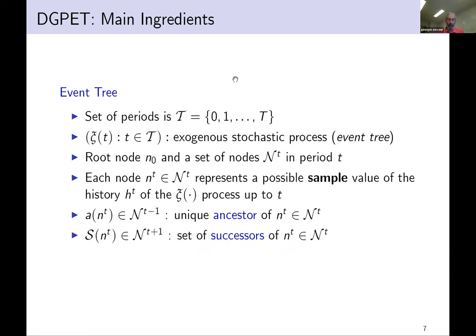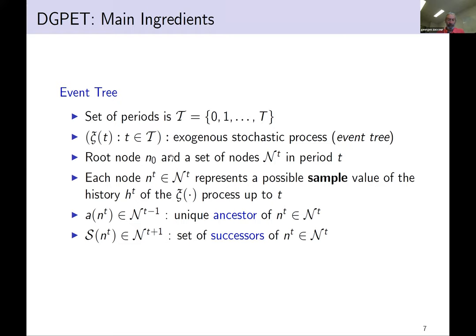So the ingredients of this class of games: on the one hand, I need to model the stochastic process, and also I need to model the game itself. So I'm assuming that I have an event tree that is given, with a number of periods, say capital T periods, and an exogenous stochastic process, Xi T. I'm limiting myself here to event trees.